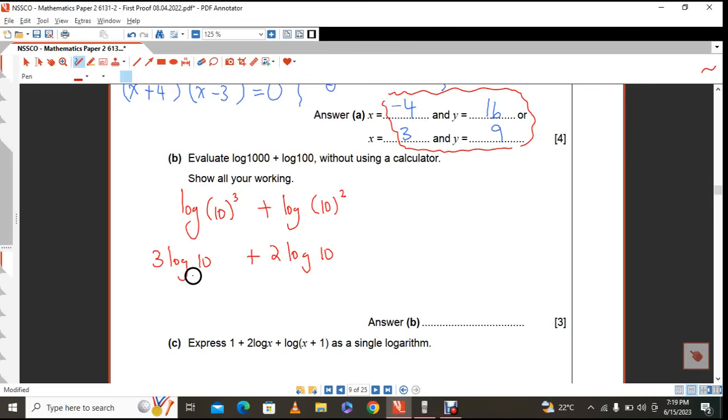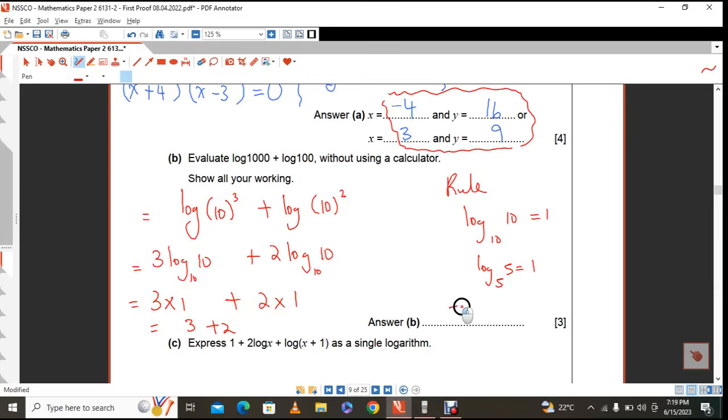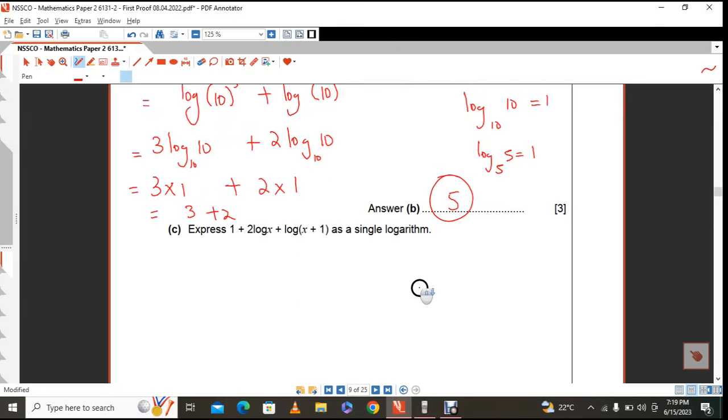Now, here's something. The assumption here is when you are just having log and then a number, the base is actually 10. And the rule that you need to know is that log base 10 of 10 is always equal to 1. The same like log base 5 of 5 is equal to 1. So this here is nothing but 3 times 1, plus 2 times 1. So eventually, the answer becomes 3 plus 2, which therefore gives you the answer to our problem as nothing but the number 5. Again, you need to show this working in order for you to get those marks. Don't just grab a calculator.